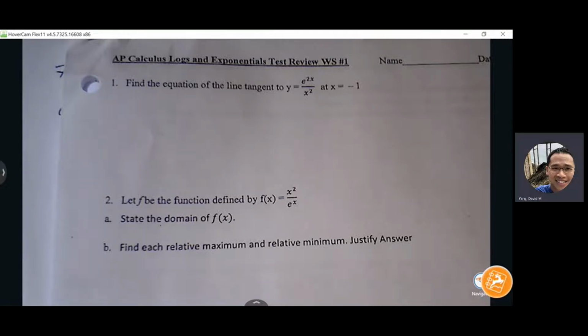Okay, guys, as others of you are finishing up on the quiz, I want you to try number one, find the equation of the tangent line. So everyone should have the test review packets. Which one?